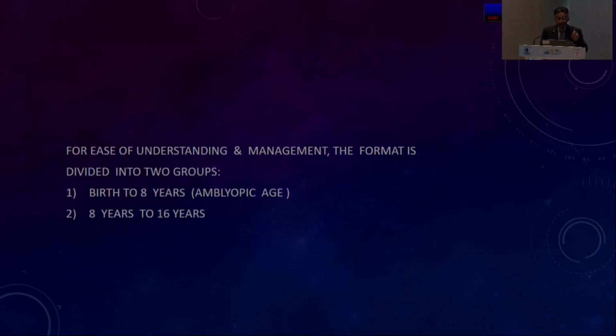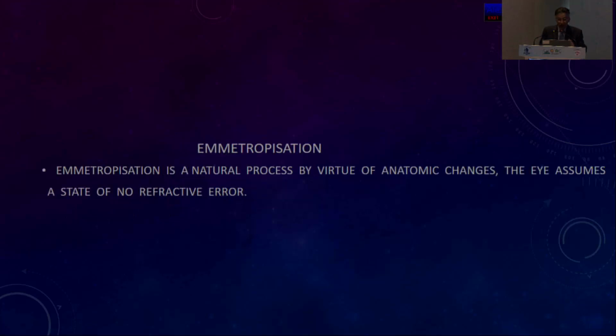Now, for ease of understanding and management, the format is divided into 2 groups, birth to 8 years and 8 to 16 years. Now, you should also understand what is emmetropisation, because this is the first step if you go towards refractive error management in children. Emmetropisation is a natural process. By virtue of the anatomic changes, the eye assumes a state of no refractive error. Is it clear?